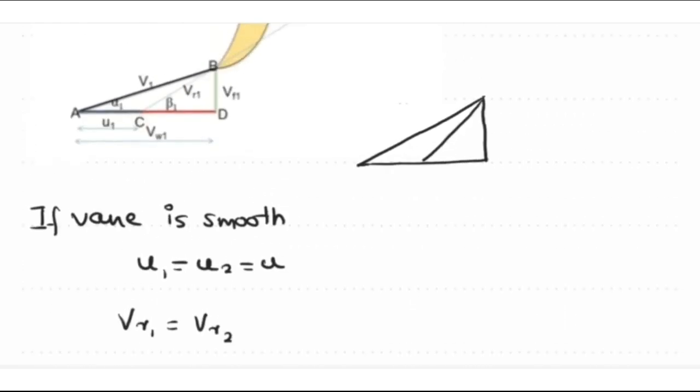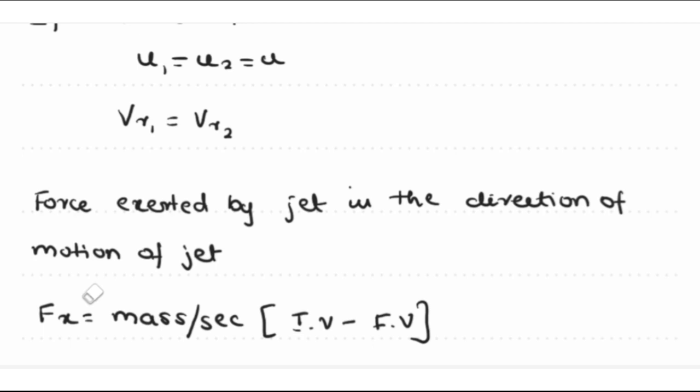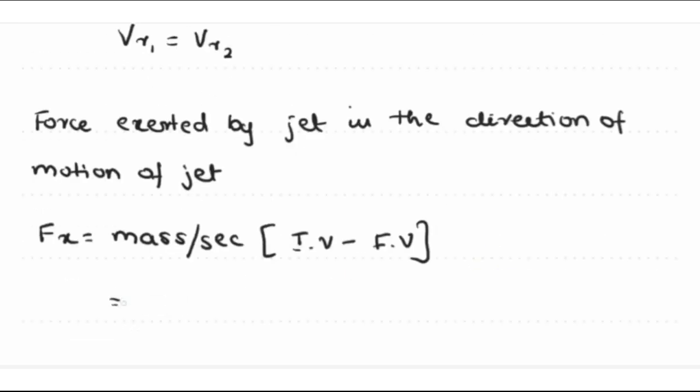Let us derive the expression for the force exerted by the jet in the direction of motion of the jet, that is Fx. As usual we write mass per second into initial velocity minus final velocity. Mass per second we can write as rho into A into velocity, and that velocity is the relative velocity Vr1. So the initial velocity is the velocity before striking the plate, that is at the inlet.